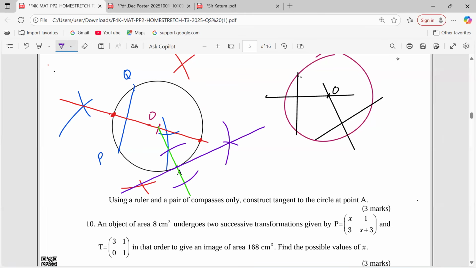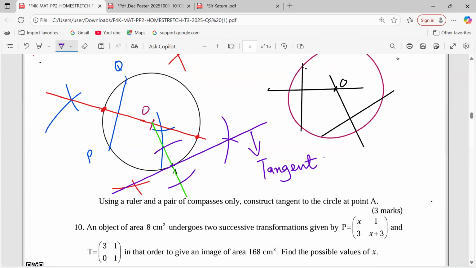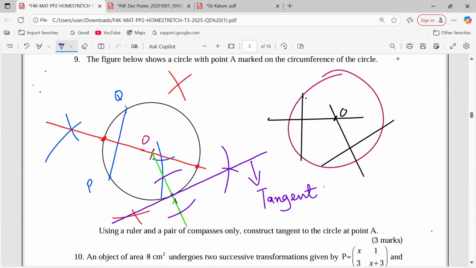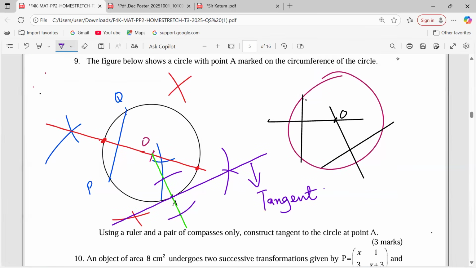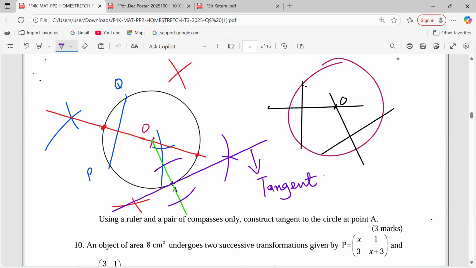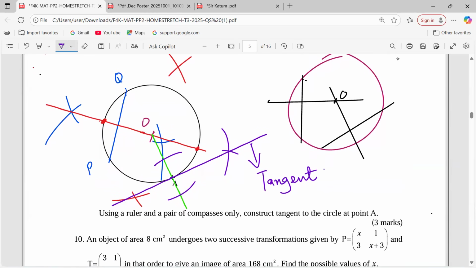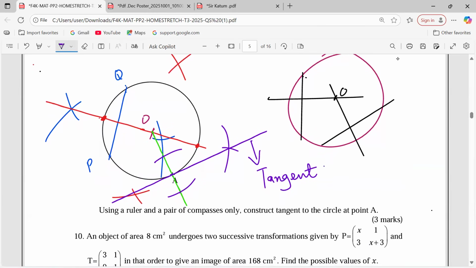This line that passes through A now becomes our tangent. Very simple. So you connect the point on the circumference to the center, and prolong it slightly. Then after that, you drop a perpendicular through the point. In our case, it's point A.